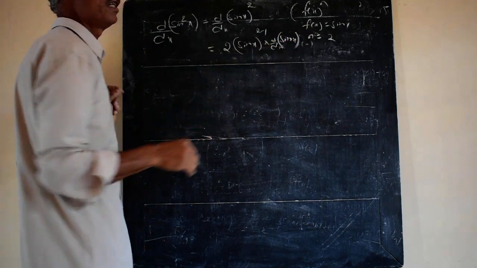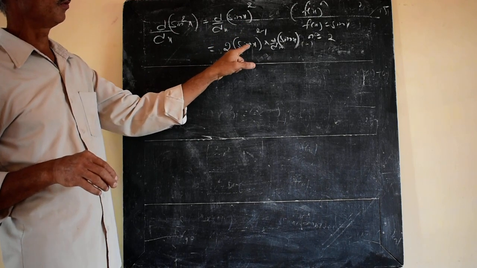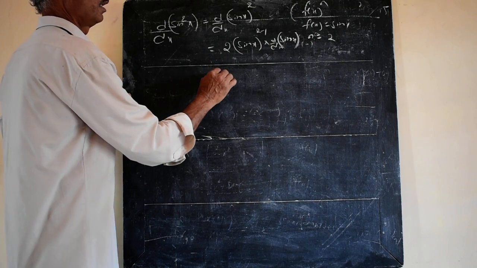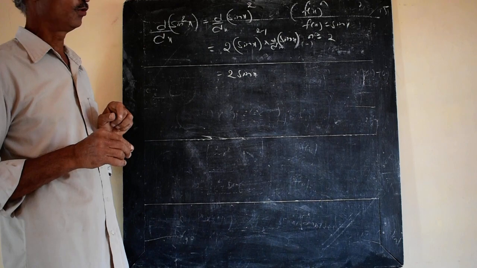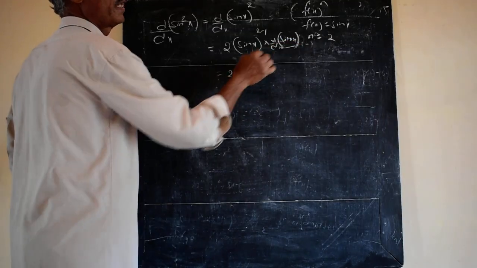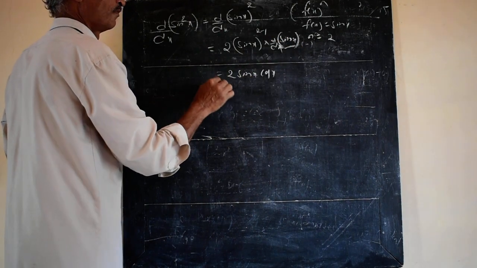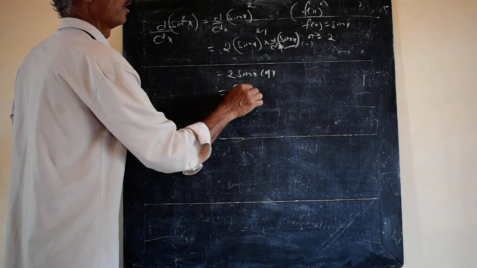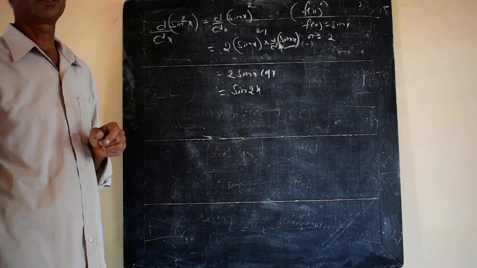Which formula is taken here? d by dx of f of x raised to n is n into f of x raised to n minus 1 into d by dx of f of x. That equals 2 times sin x raised to 2 minus 1, which is 1, so sin x. What is the differentiation of sin x? Now we have to differentiate sin x. Sin x differentiation is cos x. Now 2 times sin x cos x is nothing but sin 2x. Trigonometry formula: sin 2x is equal to 2 times sin x cos x.